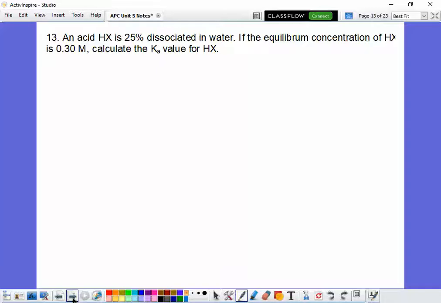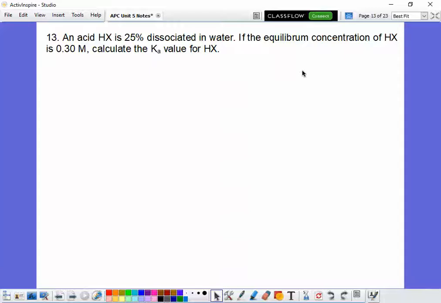Okay, so this problem. We have an acid, HX, that is 25% dissociated in water. And we're told that the equilibrium concentration of HX is 0.30. Calculate the Ka value of HX. All right. Tell me what you know from this problem about HX. It's an acid. Good.